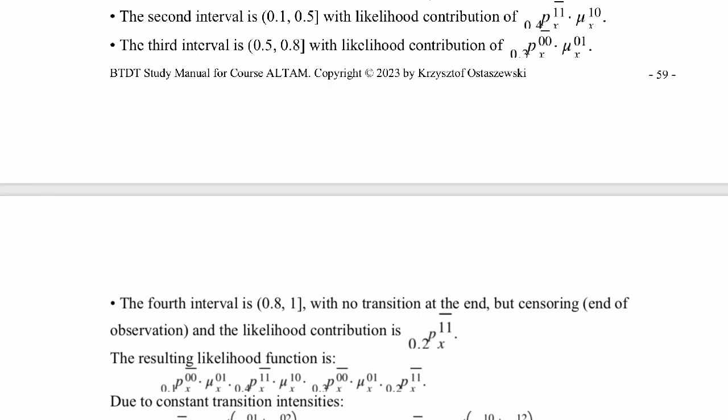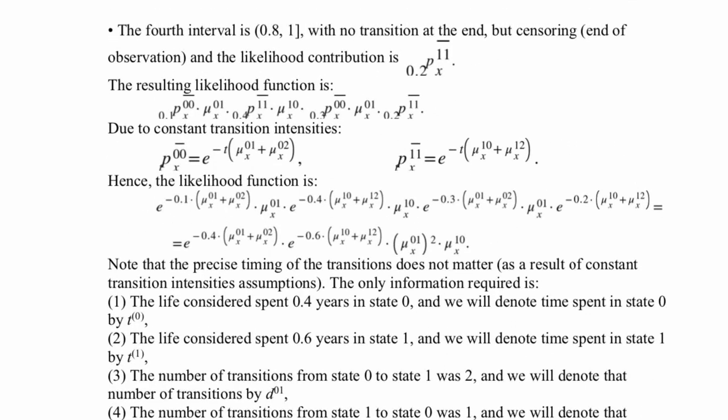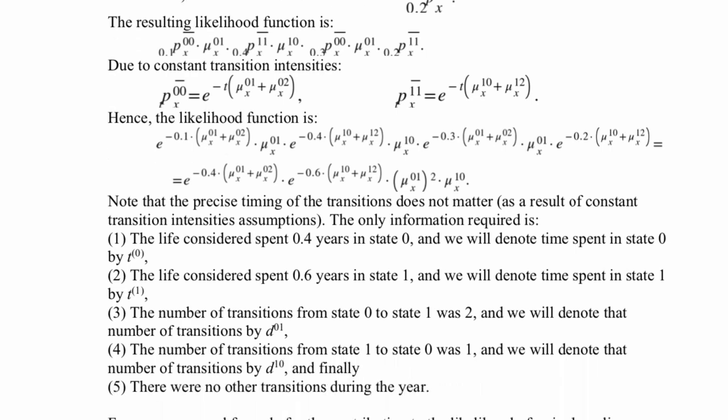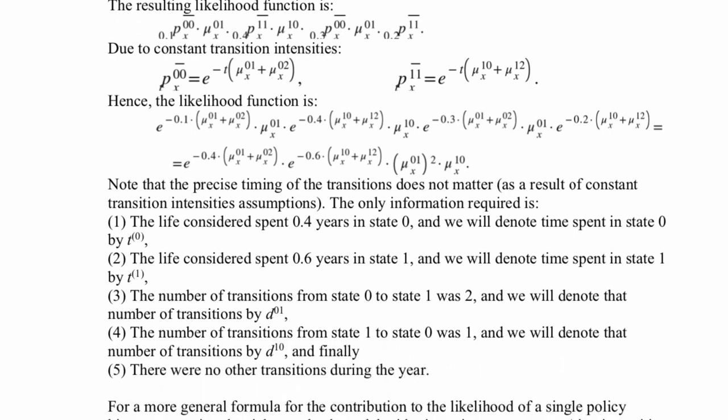The third interval is 0.5, 0.8 with likelihood contribution of 0.3, because the length of the interval is 0.3, px00 bar times mu x01. And the fourth interval is 0.8, 1 with no transition at the end, but censoring at the end of observation, and the likelihood contribution is 0.2 px11 bar. And you multiply those out, and this is the likelihood function.